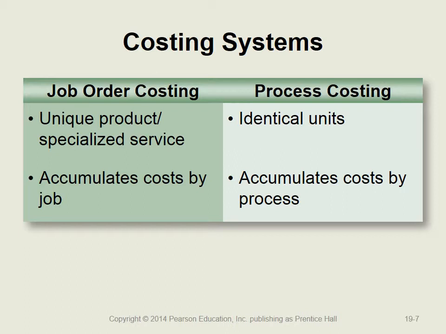In contrast, process costing is used by businesses that manufacture large quantities of identical units. Production is carried out through a series of steps or processes, and costs are accumulated for each process. Examples of companies that use process costing are soft drink manufacturers, whose processes may include mixing, bottling, and packaging; surfboard manufacturers, whose processes may include sanding, painting, waxing, and packaging; and maybe medical equipment manufacturers that are making blood glucose meters, whose processes may include soldering, assembling, and testing.